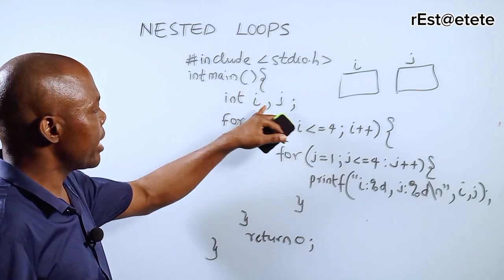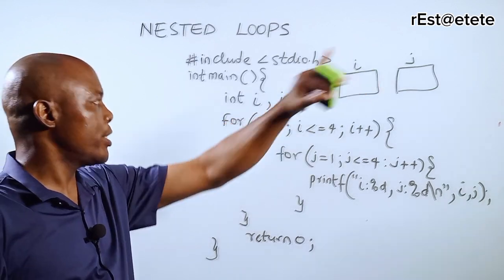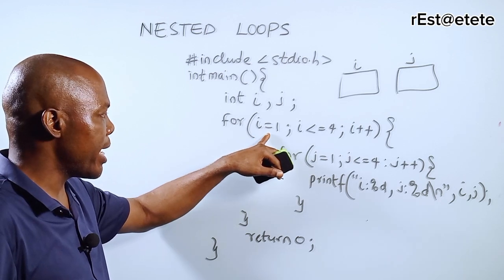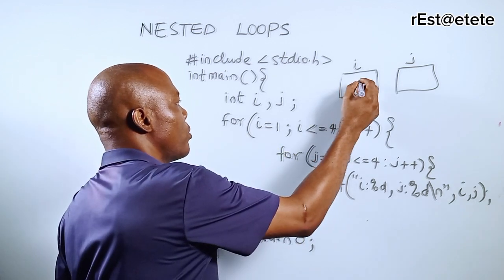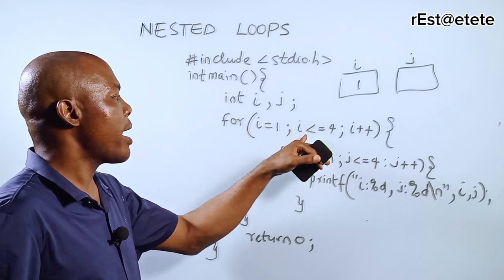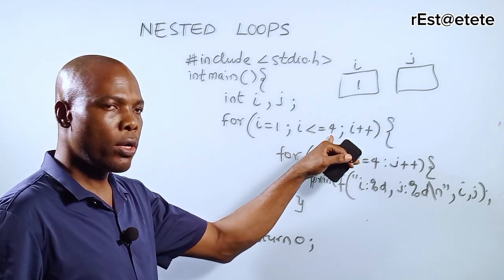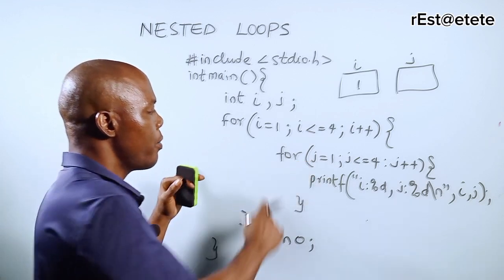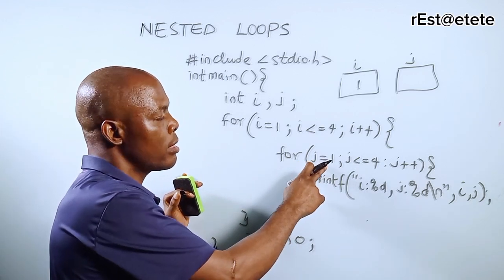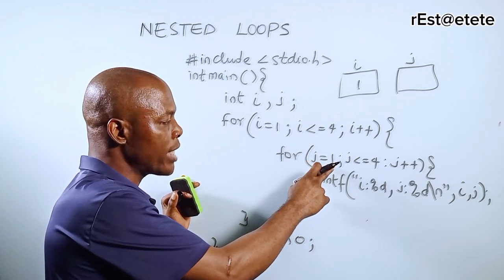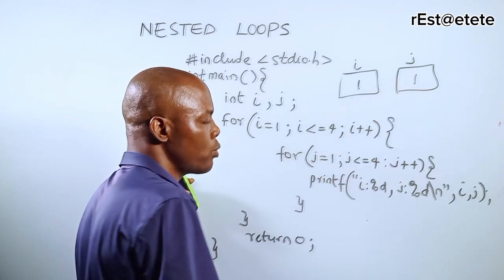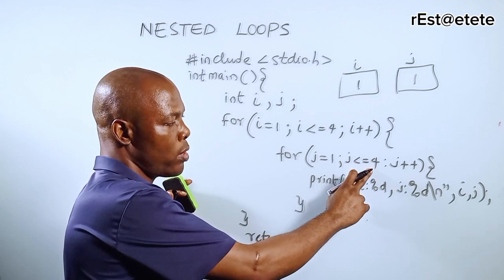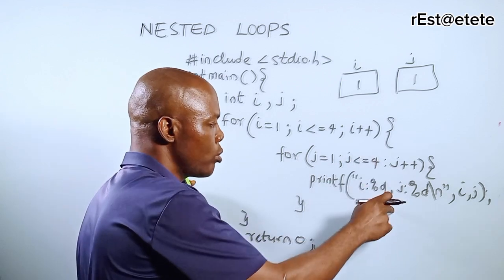So I have declared 2 variables, I and J. Then in my first loop, which is the outer loop, I have initialized I as 1. Now, I less than or equals to 4. That is true. 1 is less than or equals to 4. It will go in. When it gets in, it will assign another loop. It will assign 1 to J. So J becomes 1. Now it will test the condition. J less than or equals to 4. That is true. It will go in.